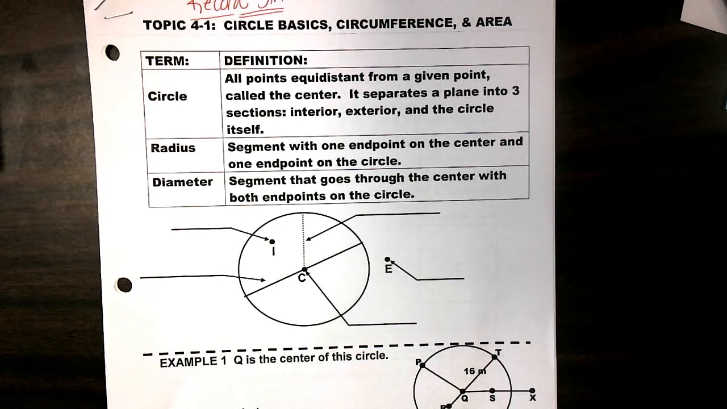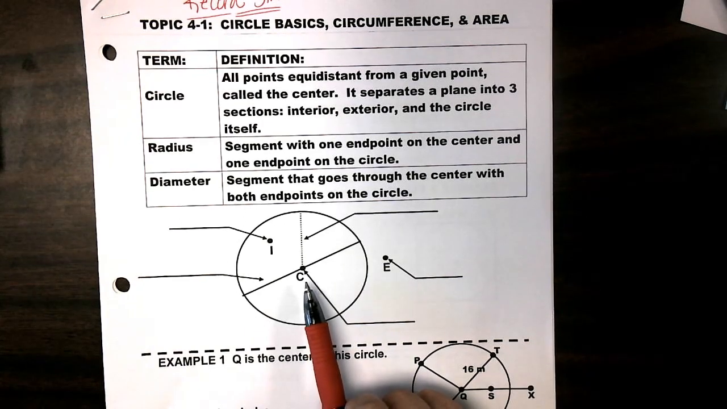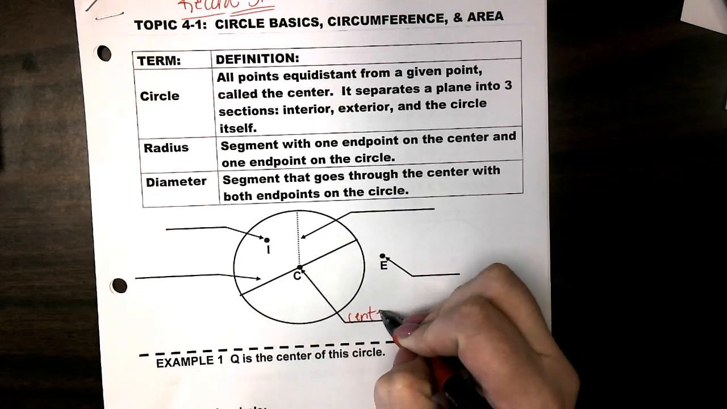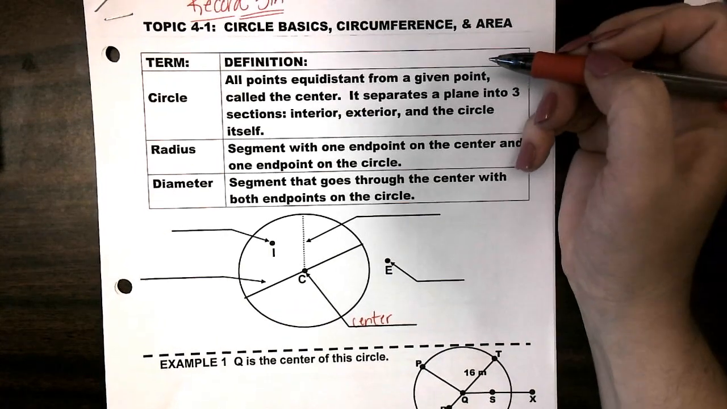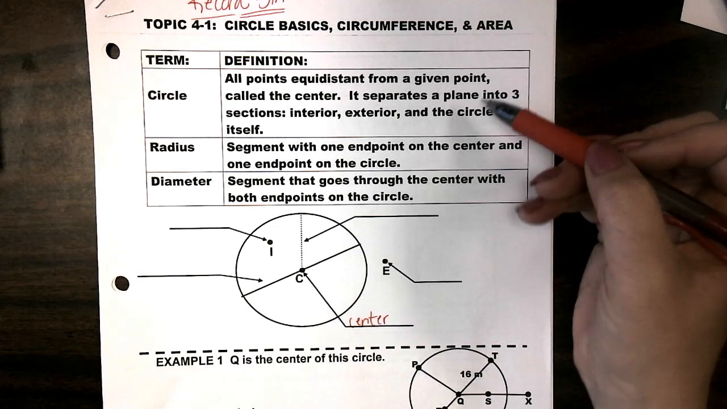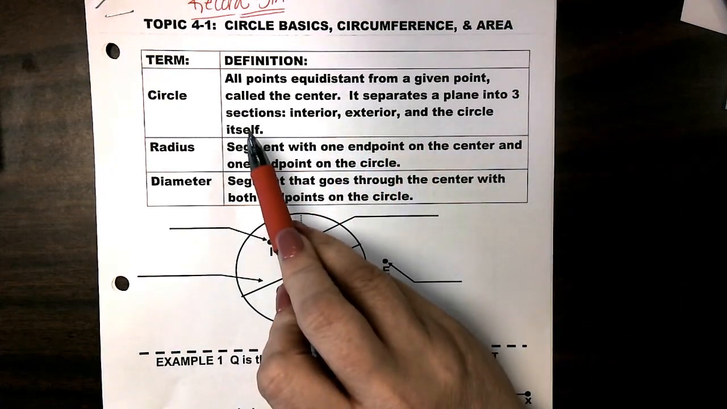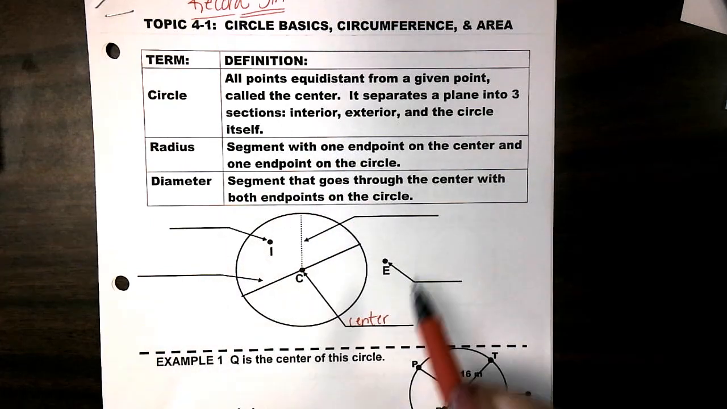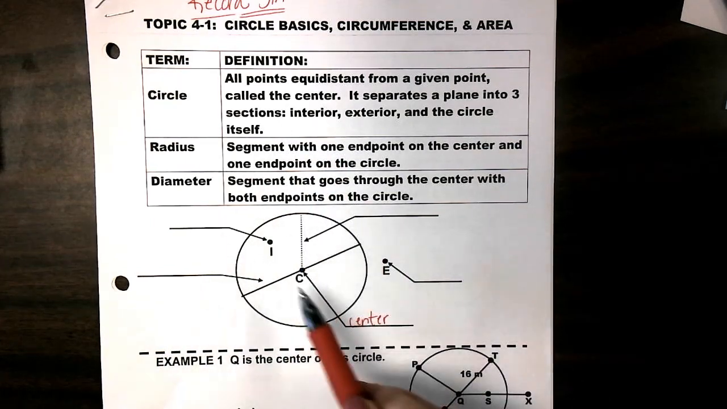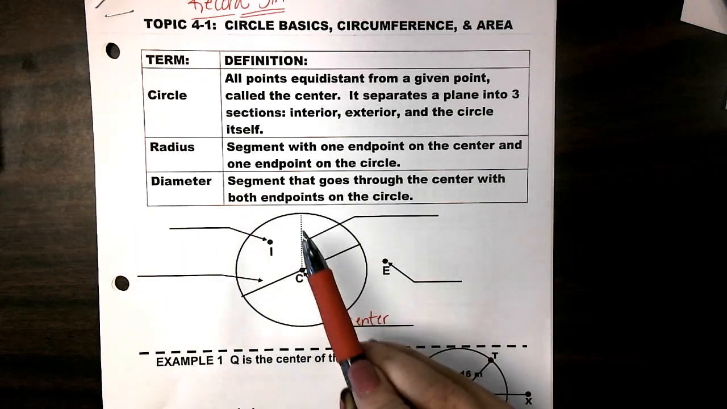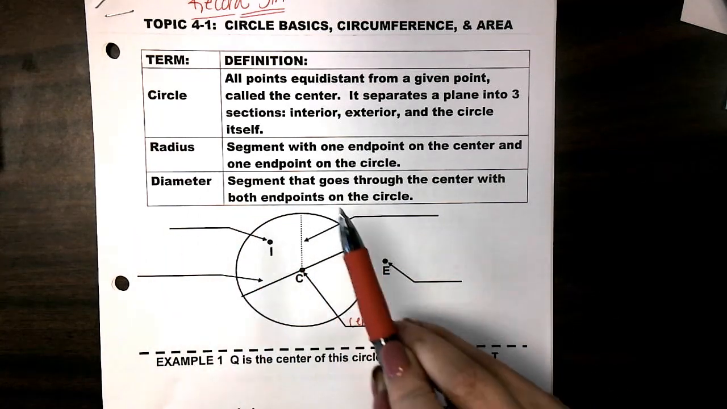The center of a circle is a very important part of the circle. All right, and so that C is pointing at the center of the circle. And then it separates a plane into 3 sections: an interior, an exterior, and the circle itself. So when we draw a circle, we create an area on the inside of the circle, we create space on the outside of the circle, and then we talk about things that are on the circle.